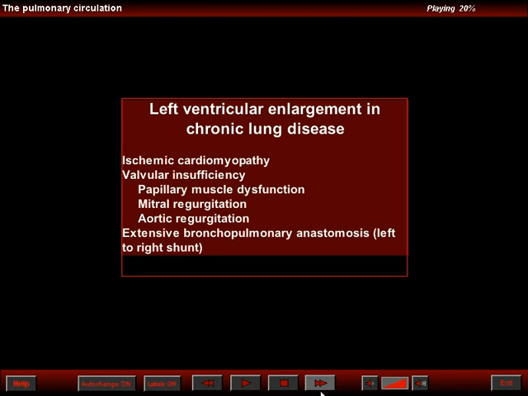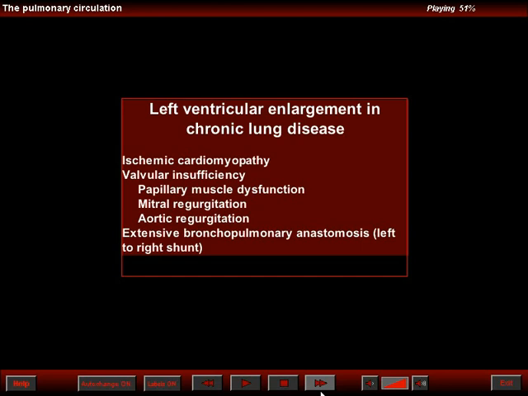One, the patient may have ischemic cardiomyopathy, that is, there may be unrelated pathology of the coronary arteries, or due to the chronic hypoxia, the left ventricle may become involved and failure will ensue. The other possibility is that the patient may have other cardiac conditions such as papillary muscle dysfunction, mitral regurgitation, aortic regurgitation, etc. But in the absence of coronary artery disease and in the absence of valvular disease, the left ventricular decompensation may be the result of extensive bronchopulmonary anastomosis.